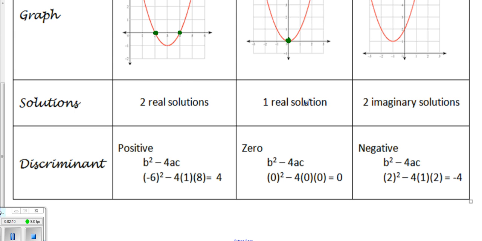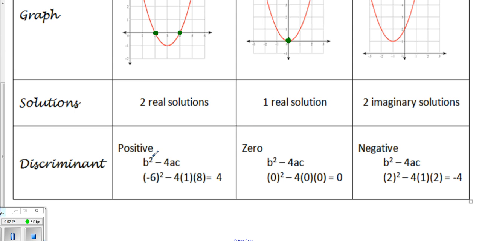This has 1 real solution. Again, we mean that it is not imaginary. This one, because it doesn't touch this line at all, we might think that there are no solutions, and that's correct. There are no real solutions. There are 2 imaginary solutions. And we'll go over what imaginary means.